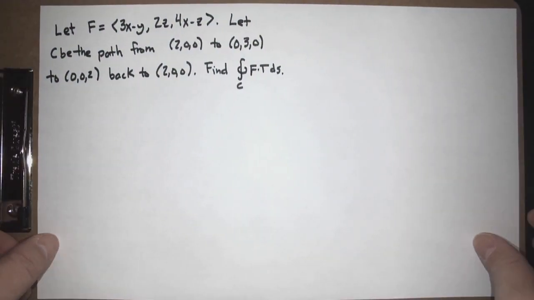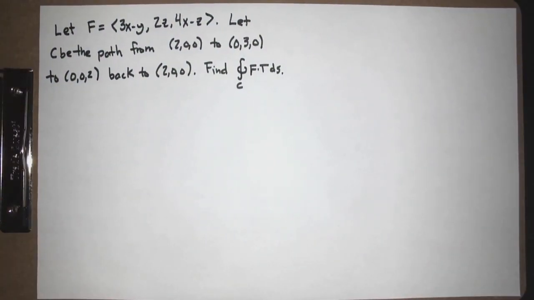All right. So let F equal (3x minus y, 2z, 4x minus z). And let C be the path from (2, 0, 0) to (0, 3, 0) to (0, 0, 2) back to (2, 0, 0). Find the integral along the curve of F dot T ds. Okay. All right, well, let's see if we understand what's going on.